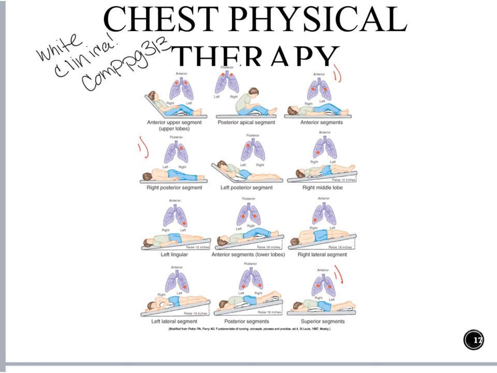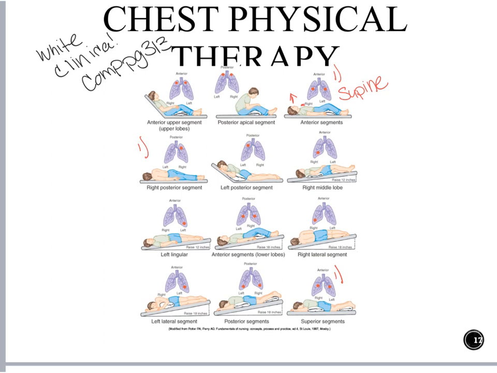So first you have supine, which is here. So this is laying on your back looking up. So this will drain the upper lobes and the anterior segments. So remember, anterior segments is the front. So if you're looking up, it's going to drain the top of the lungs. These are good for your neurosurge patients.